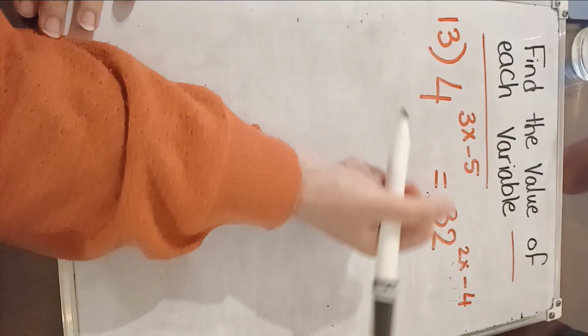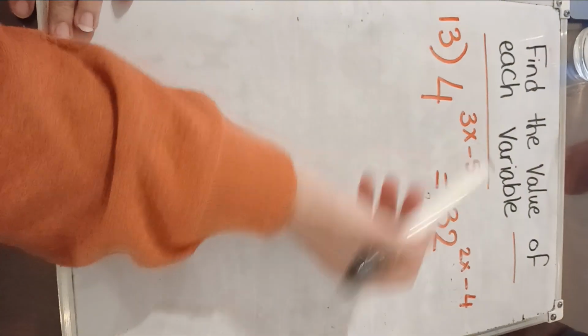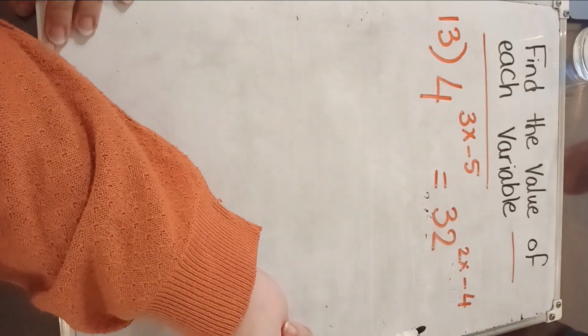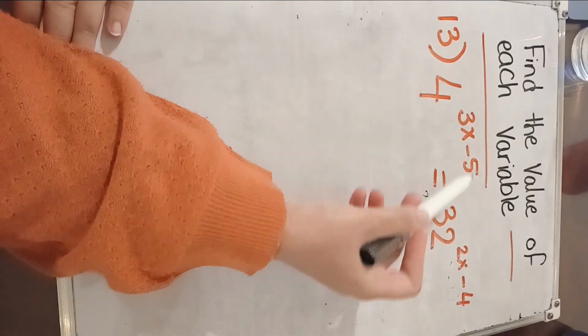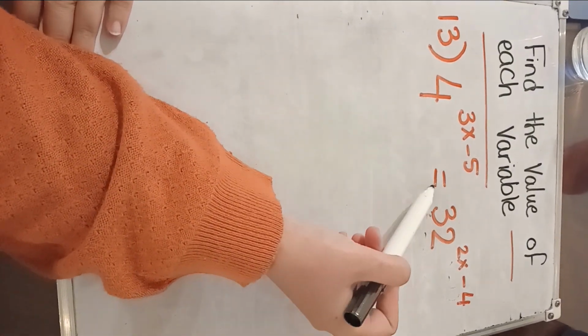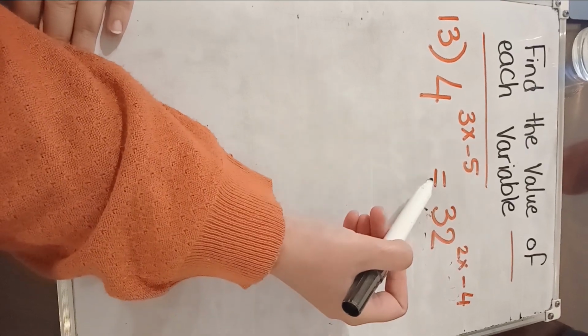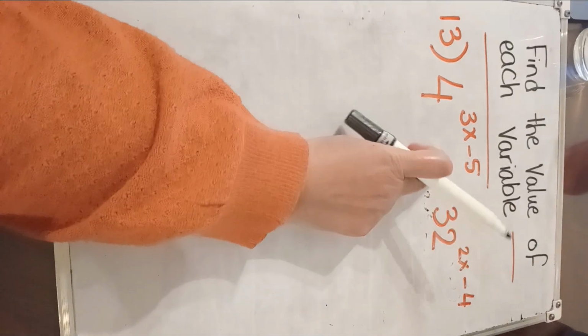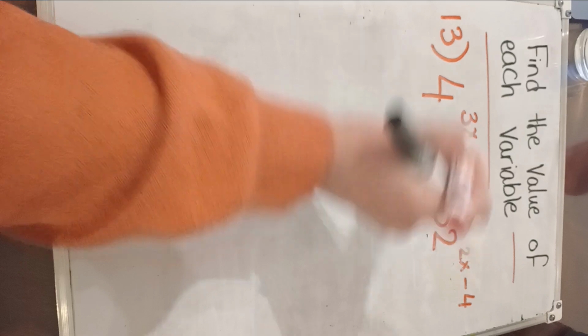For questions 13 and 14, the heading is asking us to find the value of each variable, which is x in this case. We have 4 to the power 3x minus 5 equals 32 to the power of 2x minus 4. In the worksheet, that was written as a minus. I'm sorry about that. That was a typo. The correct way, it's equal to.